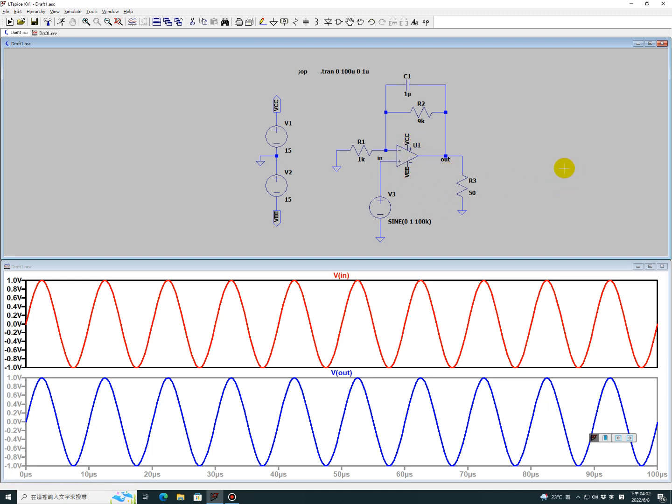Alright, so from this simple demonstration, you can use the universal op-amp tool to do a lot of simulation you want here. That's for your op-amp demonstration.